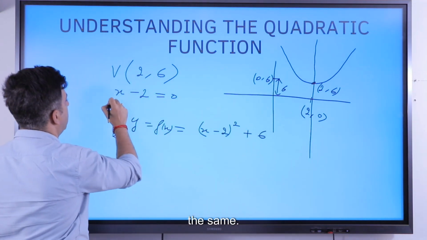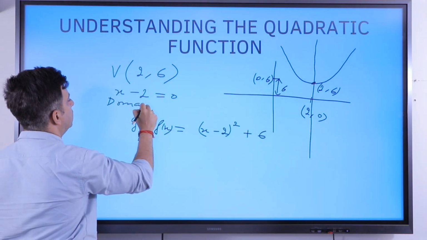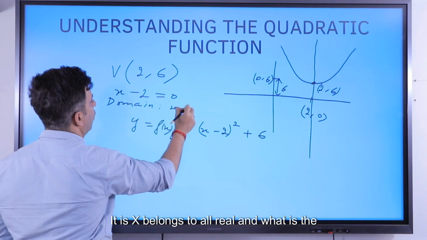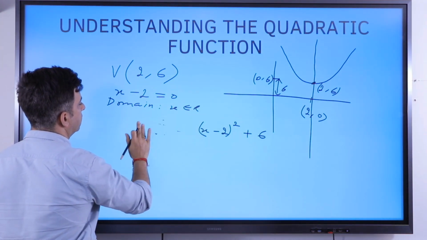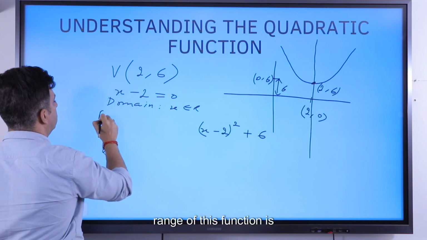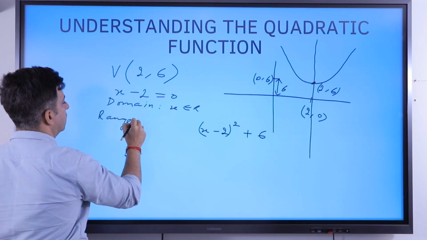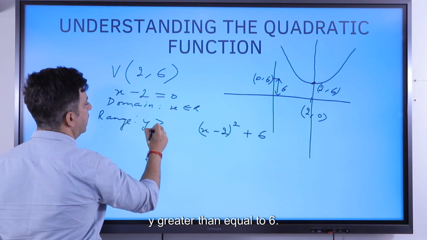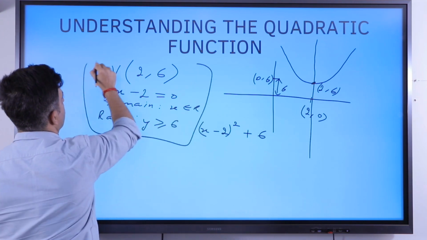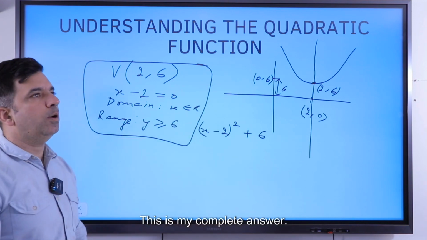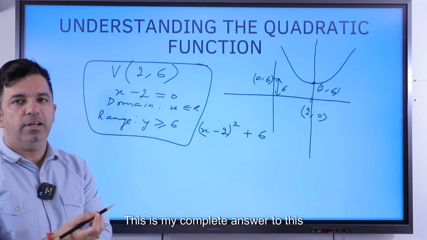The domain is the same. What is the domain of this function? It is x belongs to all real numbers. And what is the range? The range of this function is y ≥ 6. This is my complete answer. This is my complete answer to this question.